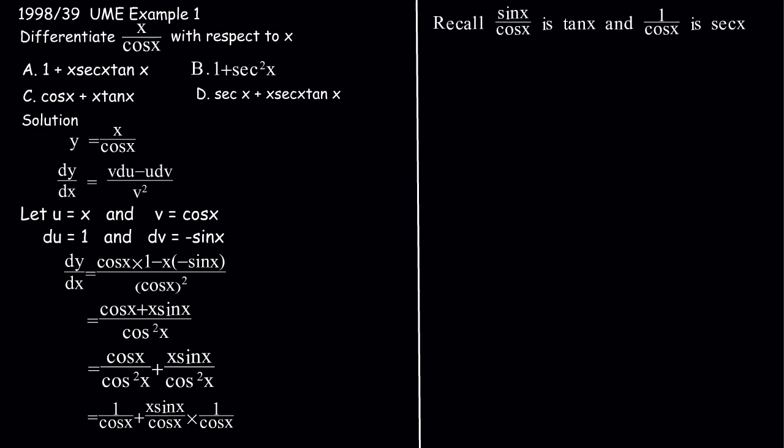Now recalling from trigonometry that sin s divided by cos s is tan s and 1 divided by cos s is sec s, we are going to be substituting sin s divided by cos s as tan s and 1 divided by cos s as sec s. Doing so, our equation becomes sec s plus s tan s sec s, or sec s plus s sec s tan s, and the correct option is D.